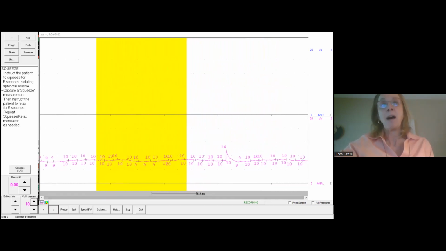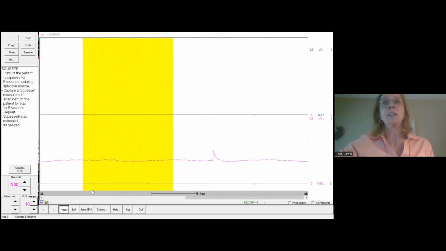So then I would just pause. I would freeze my screen. On the bottom, we have a freeze menu. And I would show my patients what they did. I say, okay, you used your abdominal muscles. Next time, keep your belly really, really relaxed. But you did a good job squeezing.